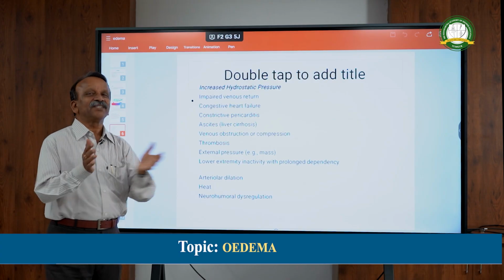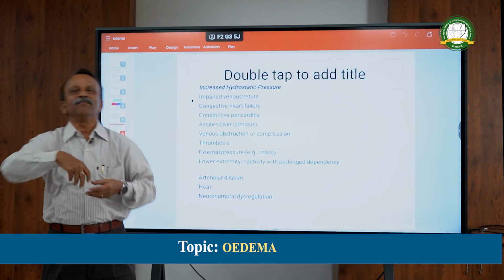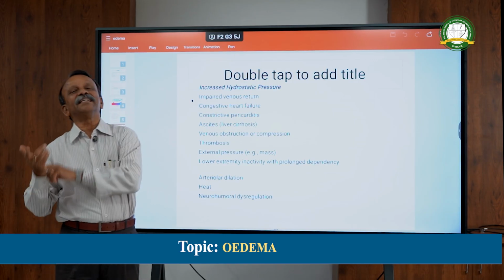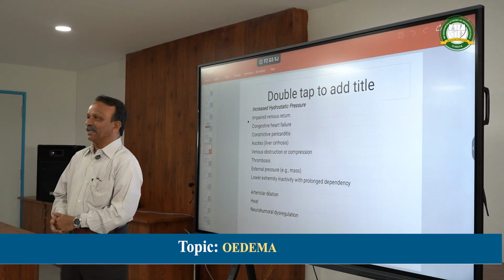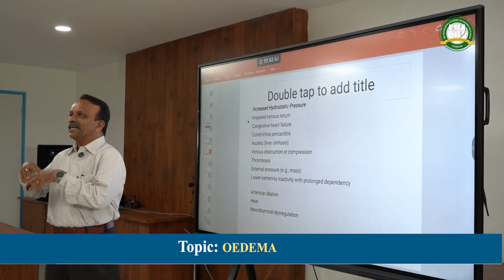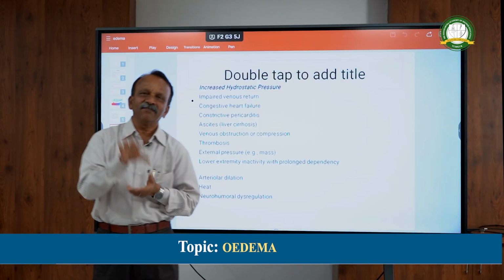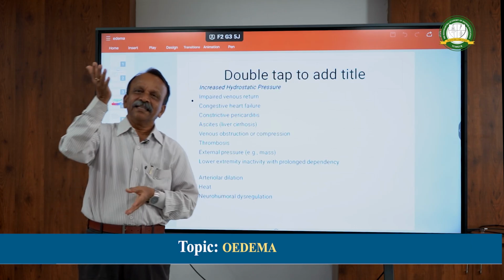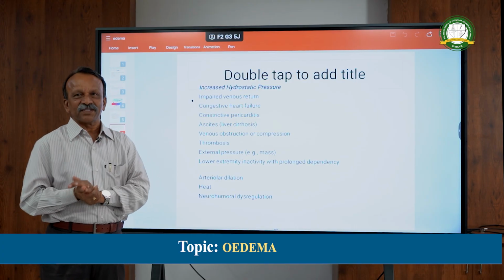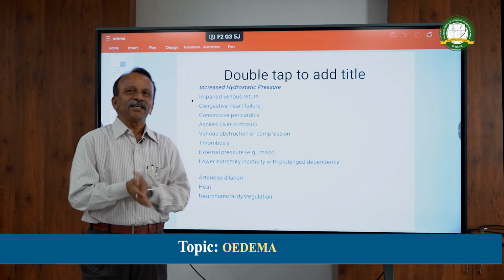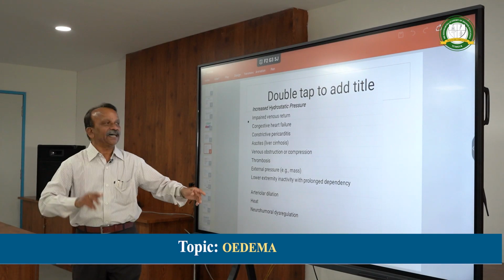Then the next one is constrictive pericarditis. Here also there will be a decrease in the loading of the blood into the heart, resulting in decreased cardiac output, resulting in the edema. And then the next one is cirrhosis of the liver. Cirrhosis is a disorder of the liver where the liver is converted into nodules. Once it is converted into nodules, there will be a rise in the pressure in the hepatic vessels. This results in a rise in the hydrostatic pressure, resulting in accumulation of the fluid in the abdominal cavity, that is ascites.